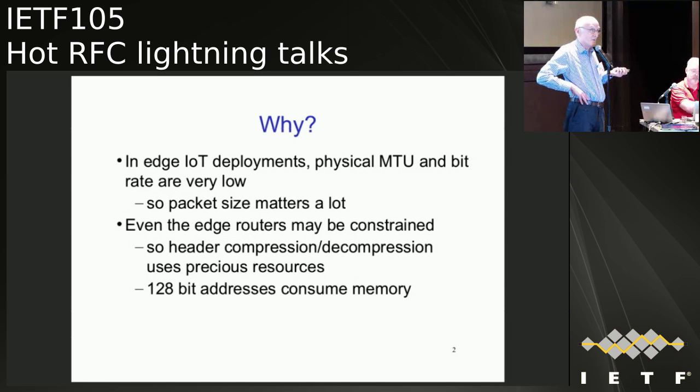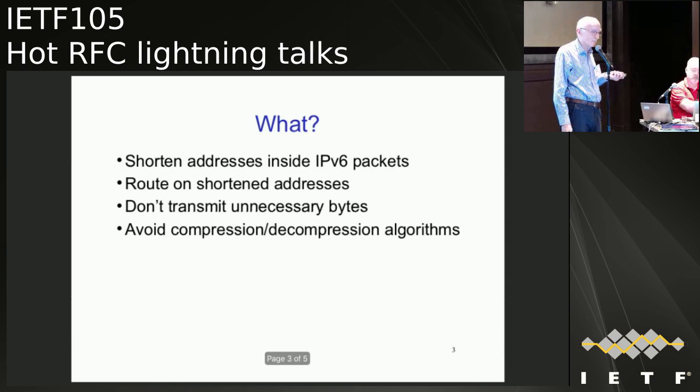Header compression and header decompression use resources. 128-bit addresses use memory. So for a certain class of routers, there is a strong case for both reducing packet size and reducing the header decompression and compression overhead. How? Well, you do it by using shorter addresses, routing on the shorter addresses, not transmitting unnecessary bytes, and avoiding any fancy compression decompression algorithms at the level of processing the IP header.